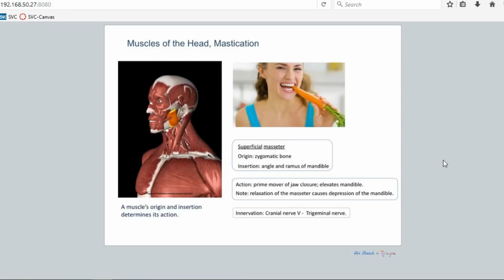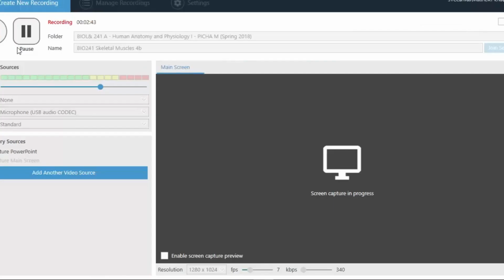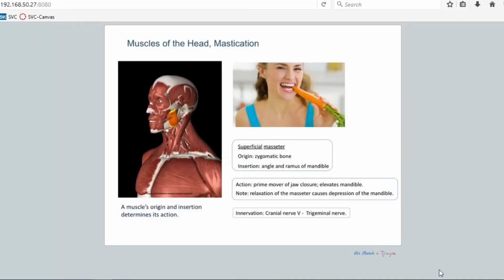Okay, then we have some muscles of the head. These are also muscles of the head, and these are involved in mastication, which means chewing. The first one we have here is the superficial masseter. Here's the superficial masseter here.